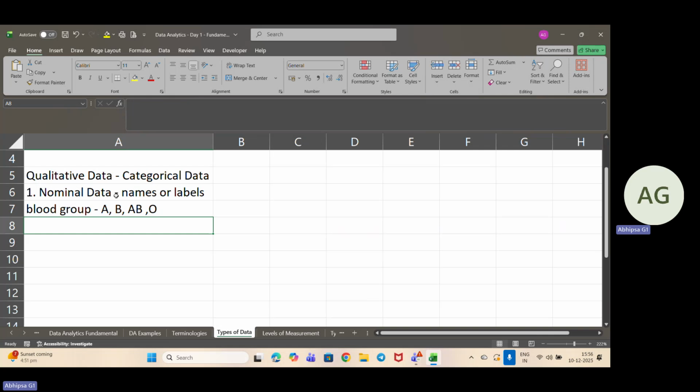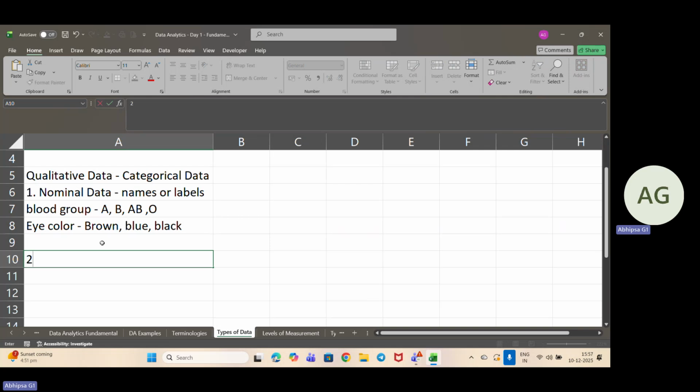Next, we have, suppose, the eye color. Eye color would be brown, blue, black. These are the common colors that we can see. This is a type of nominal data. Next is the ordinal data. So what is ordinal data? The data with labels but with a sense of order or ranking is called ordinal data.